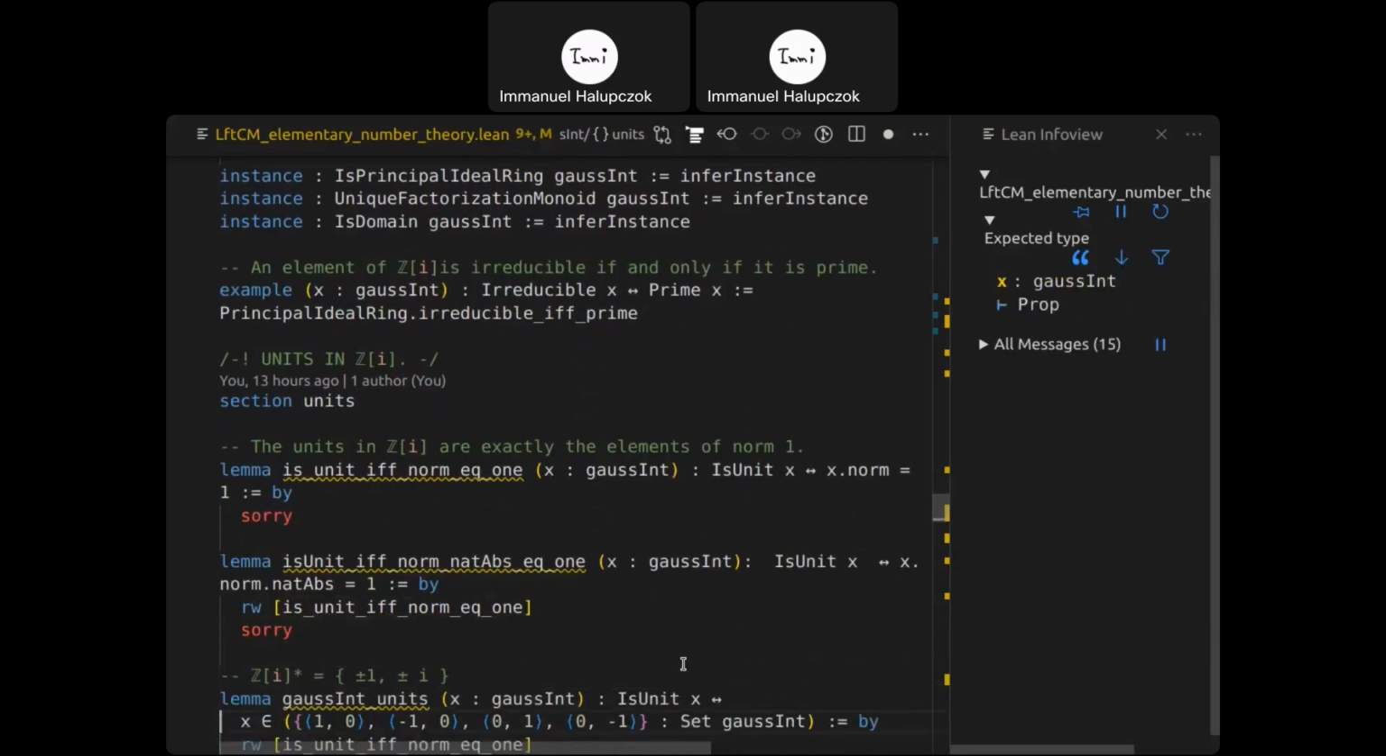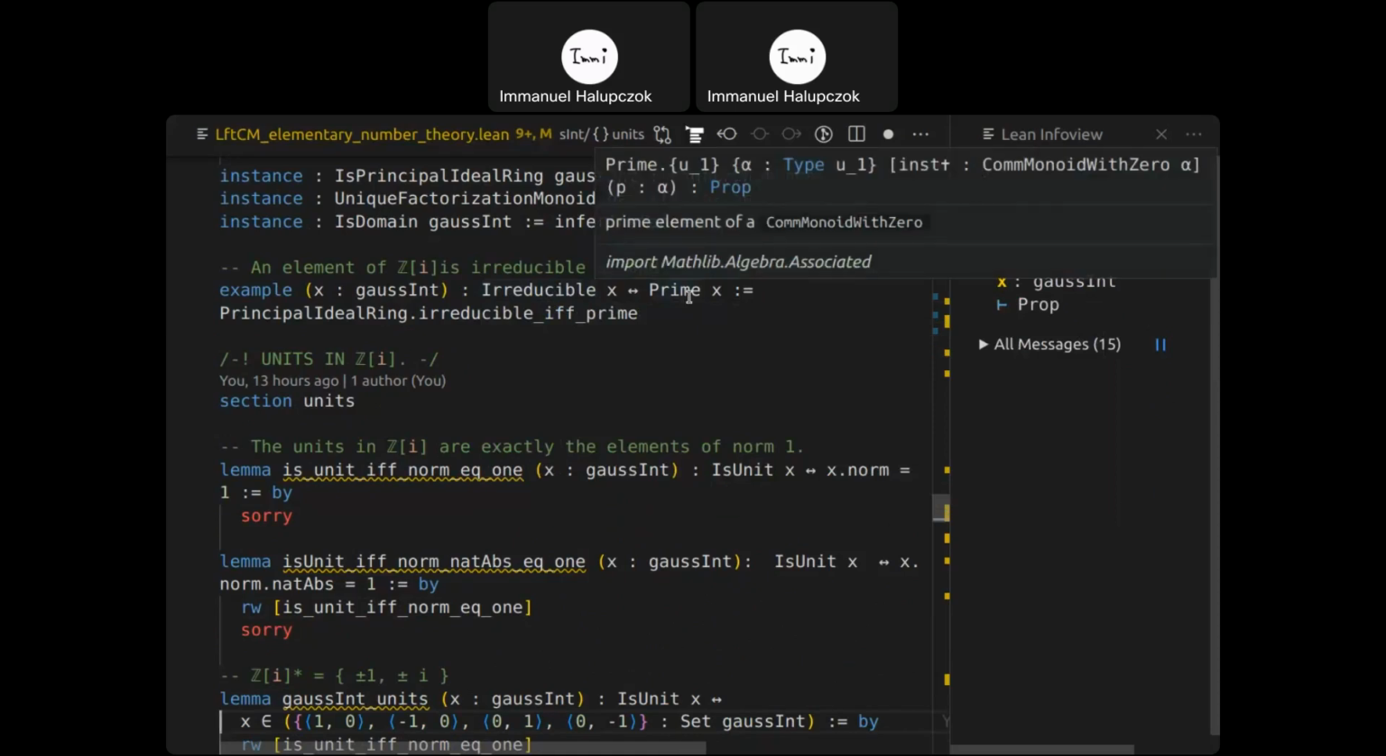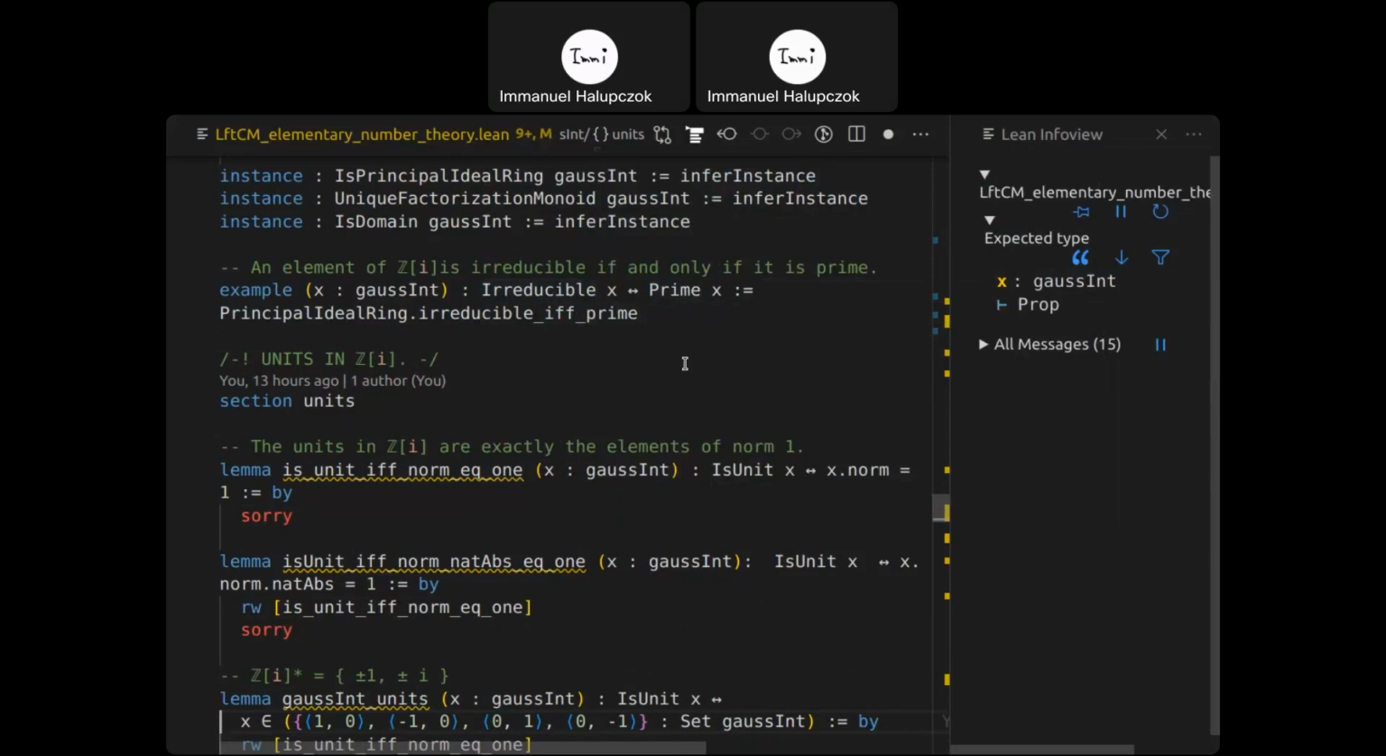Another conclusion that we can obtain from this is that for elements in the Gaussian integers, being irreducible is equivalent to being prime. So remember, irreducible means if I factor it into a product, then one of the elements in the product has to be a unit. And prime means that if it divides a product, it has to divide one of the terms in the product. So not equivalent for all rings, but they are equivalent in this case.